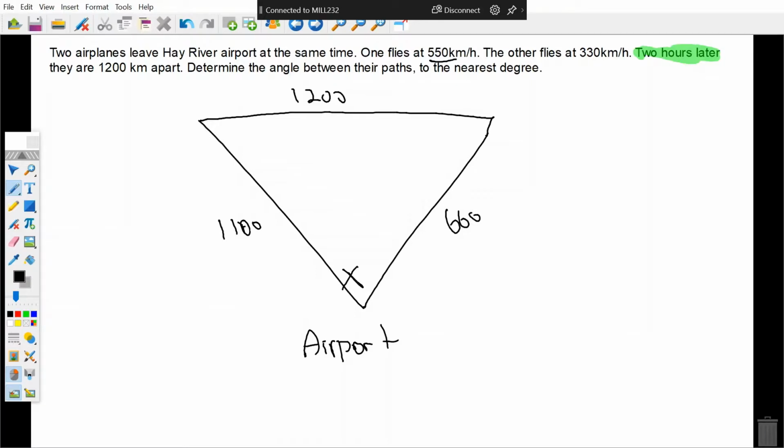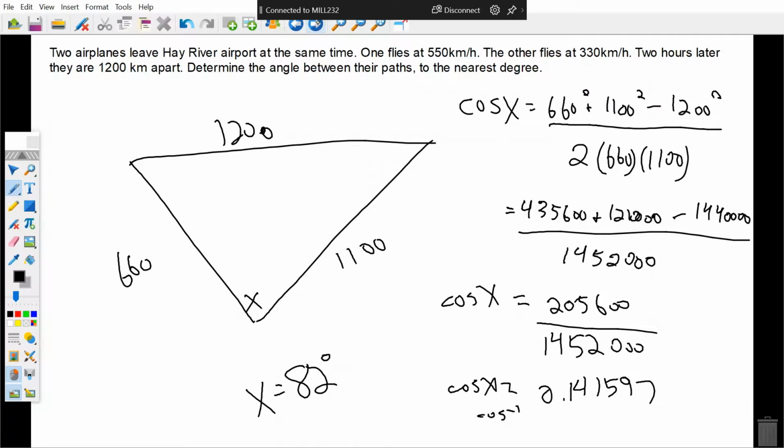All right, your answer is, again, this is another law of cosines question. You're finding the angle, so it's, again, the formulas will be on the board for the test. Cos x equals 660 squared plus 1100 squared minus 1200 squared divided by 2 times 660 times 1100. Calculate the top, calculate the bottom, divide them. You should get cos x equals 0.141597. You want to find the missing angle, so you take second function cos, and you get to the nearest degree, you get 82 degrees.